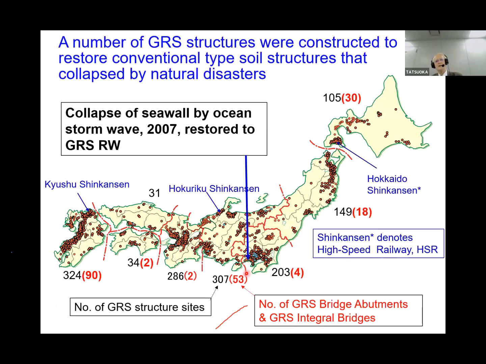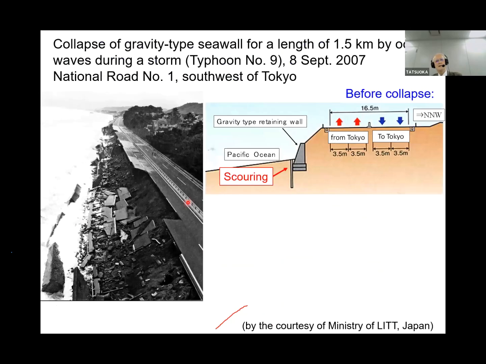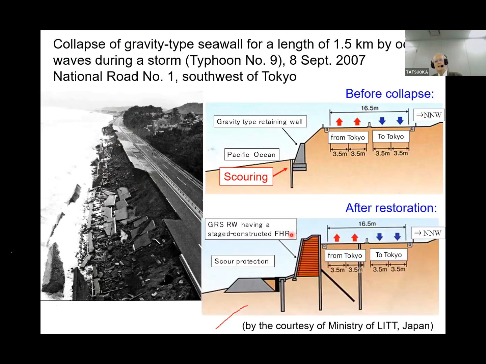In 2007, we had a large-scale collapse of a seawall by ocean storm waves. This is the collapse of the retaining wall, seawall, for a length of 1.5 kilometers, and we have scouring here. This is the Pacific Ocean. Then this was restored to a GRS retaining wall, like this.